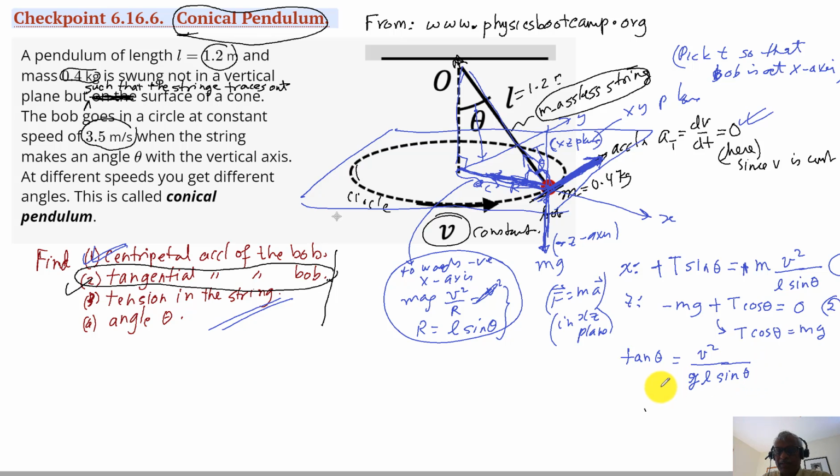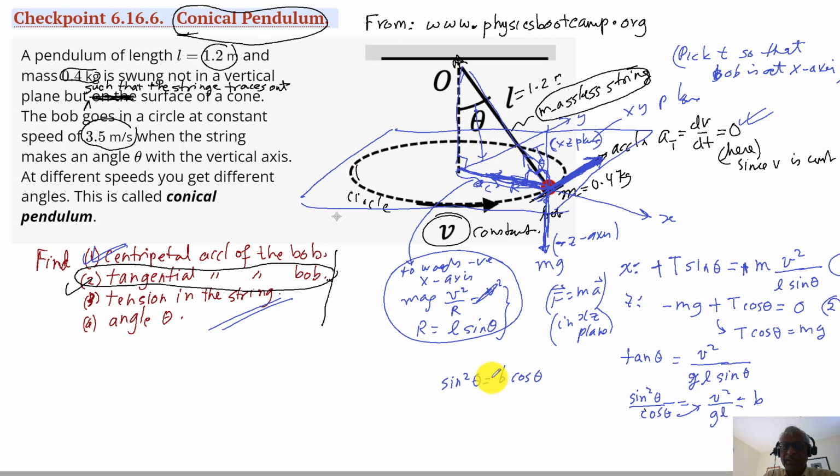So how do you solve such an equation for theta? You bring this to the other side, it is sine square theta over cosine theta equals v square over gL, and I can bring this on the other side. So let's call this guy b for simplicity. So I have sine square theta equals b cosine theta.